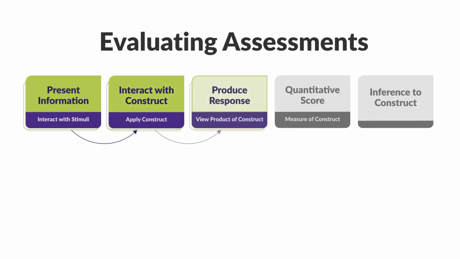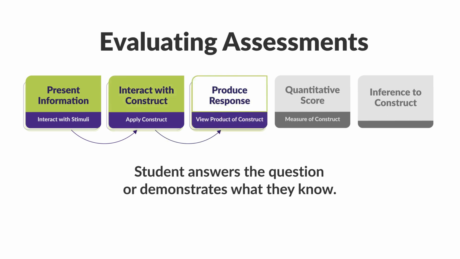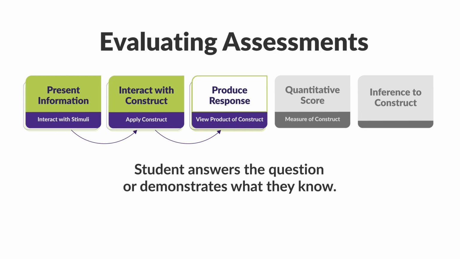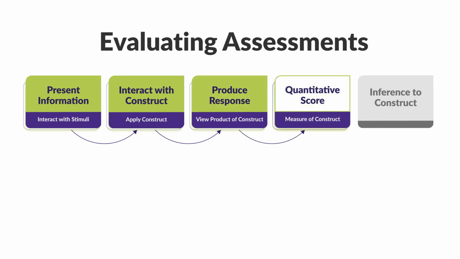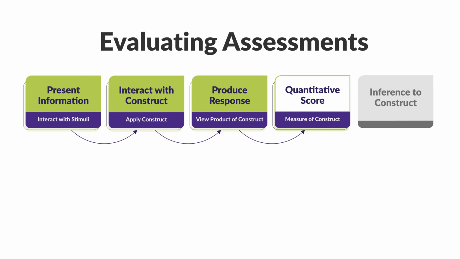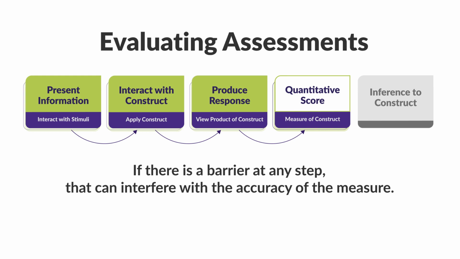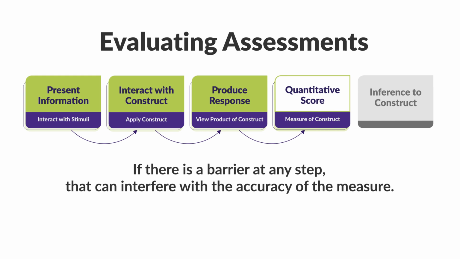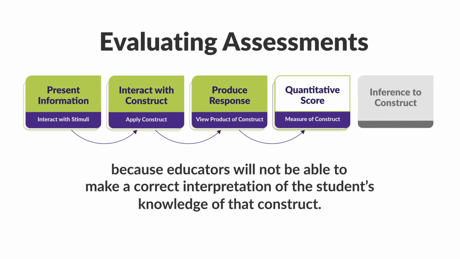Step 3, produce response. This is where the student answers the question or demonstrates what they know in relation to that single item. Step 4, quantitative score. We make a judgment about the student's response and somehow represent that with a grade or a score. Basically, the big idea here is this: if there is a barrier at any one of those steps, that can interfere with the accuracy of the measure, because educators will not be able to make a correct interpretation of the student's knowledge of that construct.